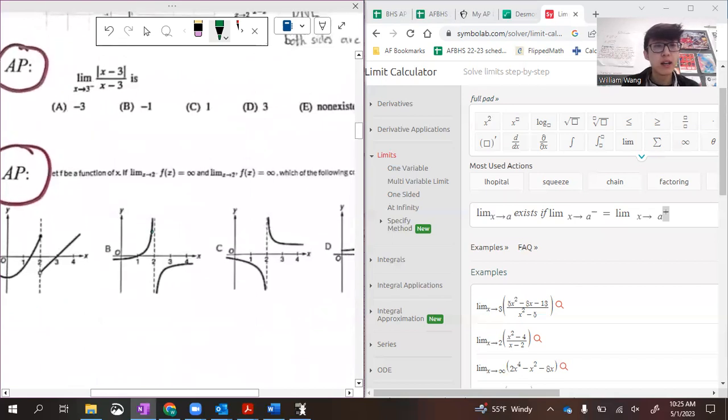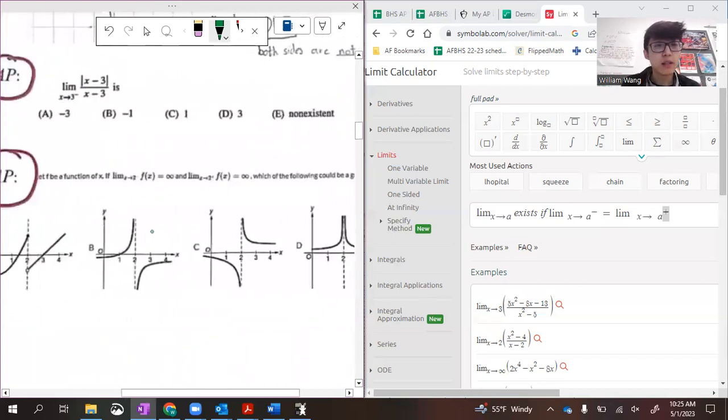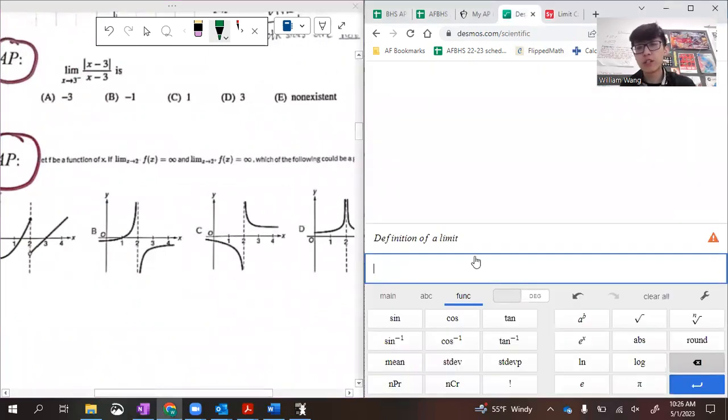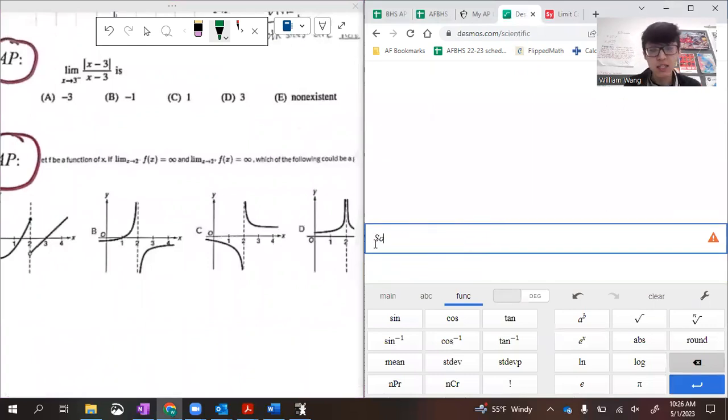All right. So still with limits, this says the limit as x approaches 3 from the left is which of these values? Well, how do I solve limits? All right, so we moved on from the definition of the limit. Now we're going to take some notes on solving limits. Now, solving limits, we have a few methods, right?